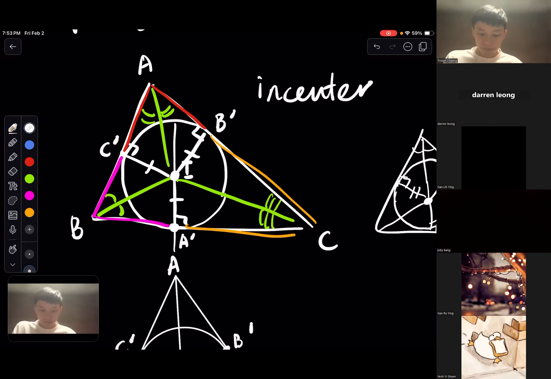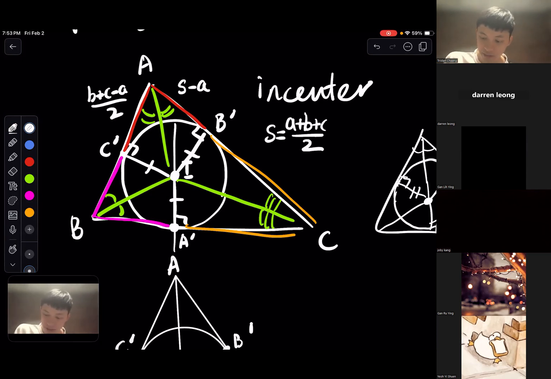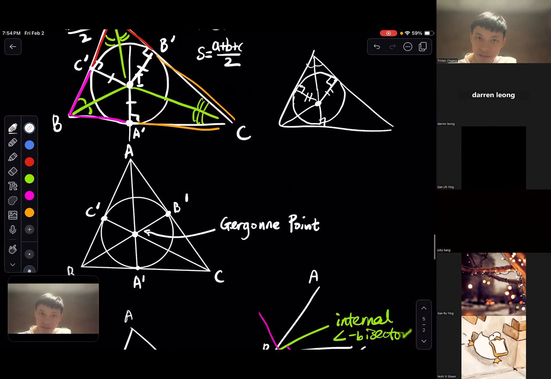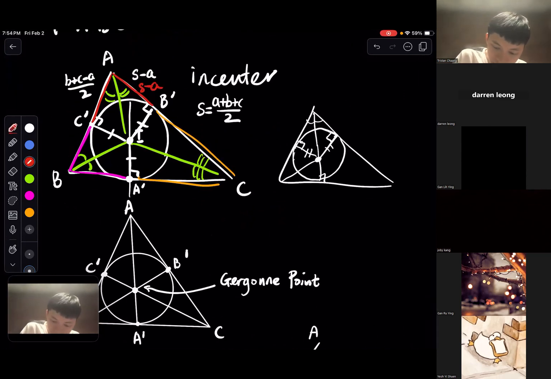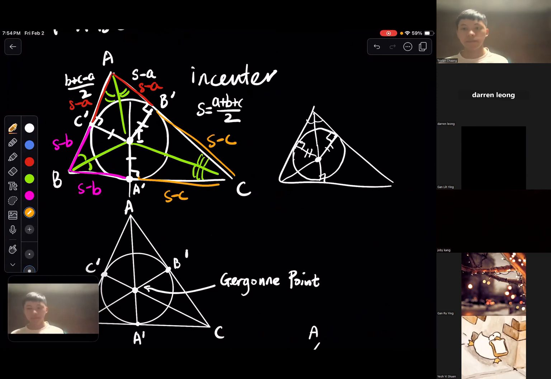Right? So if you solve the equations, you can show that, let's say the one at A, this would be B plus C minus A over 2. You can also write it as S minus A, where S is the semi-perimeter of the triangle. So you take the perimeter divided by 2. And you can kind of see this is the same thing because you subtract A, you get this. S minus A, S minus A, S minus B, S minus B, S minus C, S minus C.